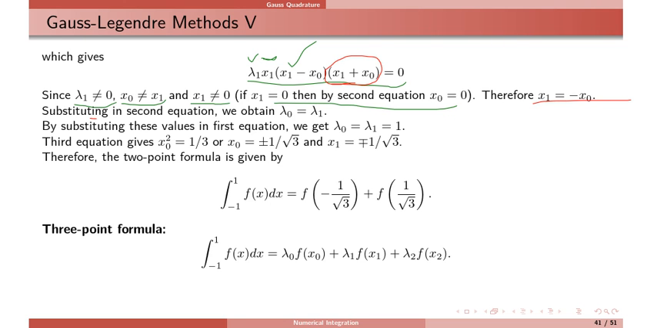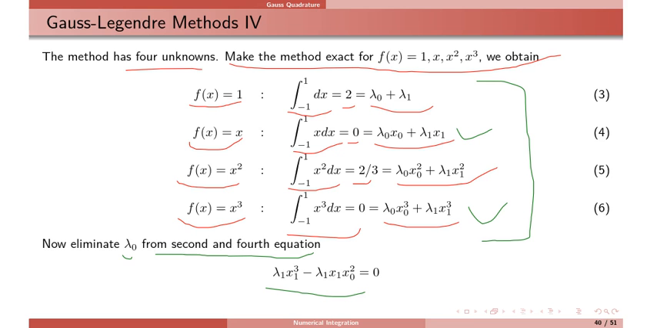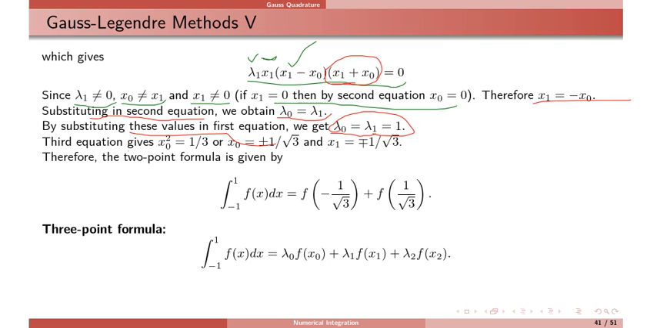So substitute this value in the second equation. You got lambda 0 equal to lambda 1. And substitute these values in the first equation. You got lambda 0 plus lambda 1 equal to 2. So lambda 0 and lambda 1 both are 1. Okay, now we use the remaining equation, the third equation, which is the fifth. So 2 by 3 equal to lambda 0 x0 square plus lambda 1 x1 square. So fit in that equation lambda 0 equal to lambda 1 equal to 1. Then you got x0 square equal to 1 by 3.